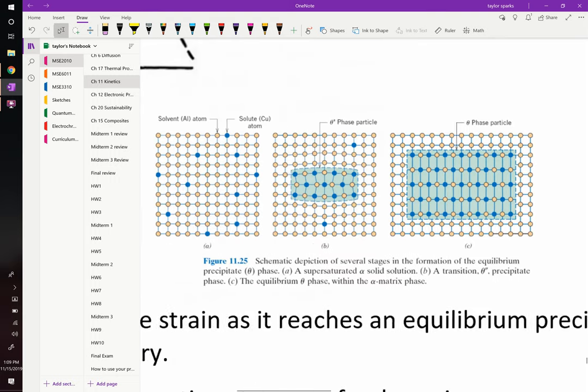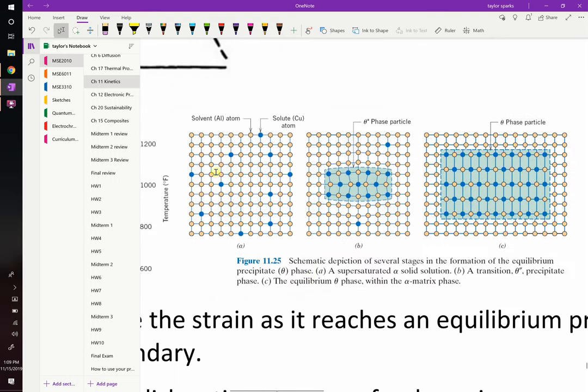If you look at this, at high temperatures you'd have this picture on the left where your solvent and your solute atoms are shown. The solvent is aluminum, the solute is copper, right? And at those high temperatures, it's all dissolved, meaning those coppers are just randomly placed everywhere. There's no ordering, right? But if you cool it down and you cross over that thermodynamic boundary, all of a sudden, you start to form what they're calling the theta phase, the theta double prime phase. And that's just a mixture of copper and aluminum at some specific ratio. I don't know what it is, but it's some ratio, 2:1, 1:3, whatever it is, right?